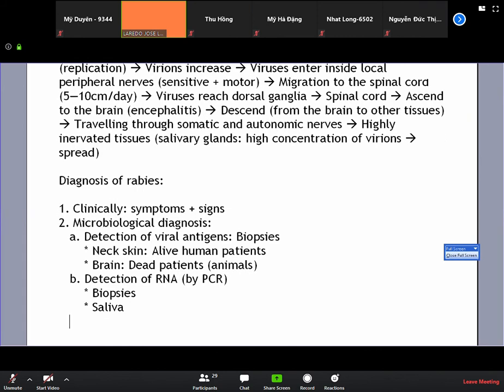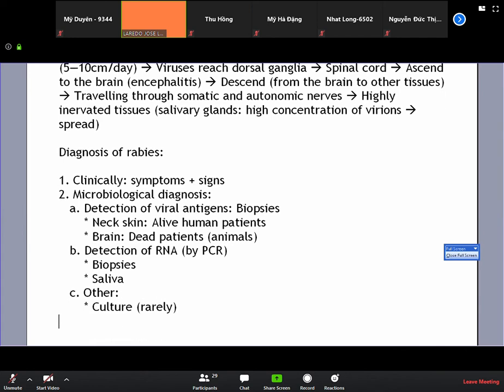And what else? In some places, they can culture the virus, but this is very uncommon, very rarely. It's not usual. Or serology, the detection of antibodies. But this is not useful because antibodies appear very late. So currently, maybe the most common method for diagnosis is to take a biopsy from the neck for the detection of antigens and for PCR. This is the most common.